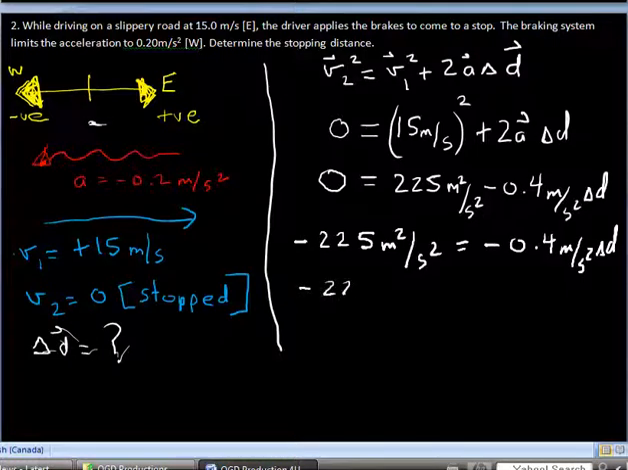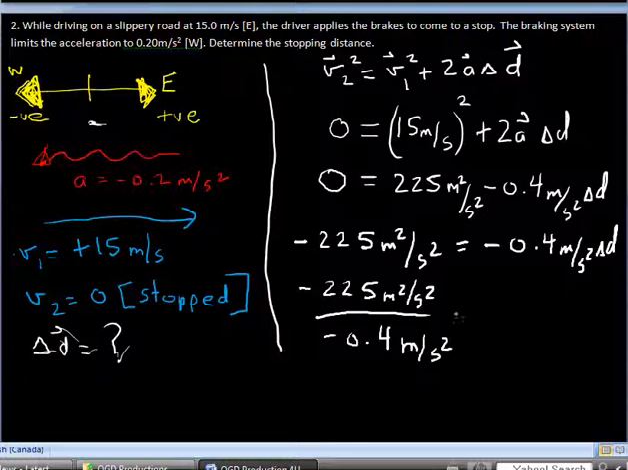So it gives me negative 225 meters squared per second squared over minus 0.4 meters per second squared equals my change in position, or my displacement. Let's look at the units here for a minute. Second squareds divide out. One meter will divide out. I'll get a number. 225 divided by 0.4 comes out to 562.5 meters equals my displacement.